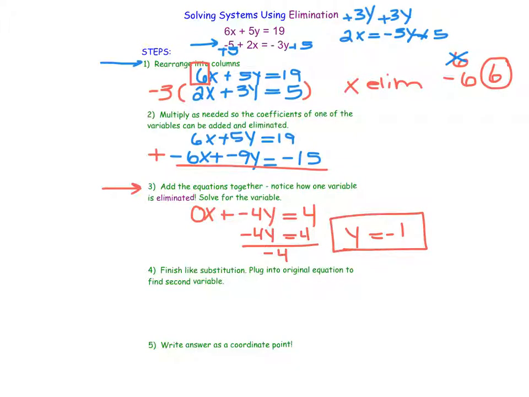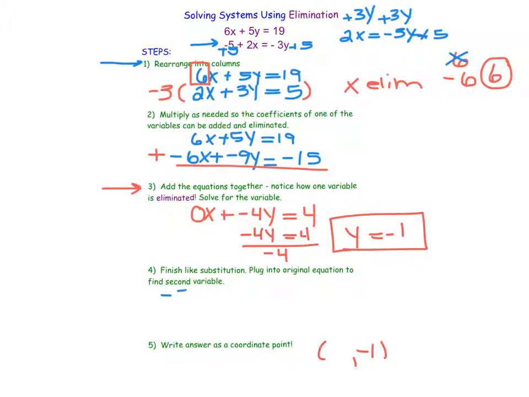So I know that the y portion of my coordinate that makes both of these equations true, the point where they intersect, is y is negative 1. Then I need to take one of those original equations and plug that y value back in so that I can find the corresponding x value. And again, it doesn't matter which equation you pick as long as you pick one equation, because they're going to cross at that same point. So I'm just going to pick that second equation there.